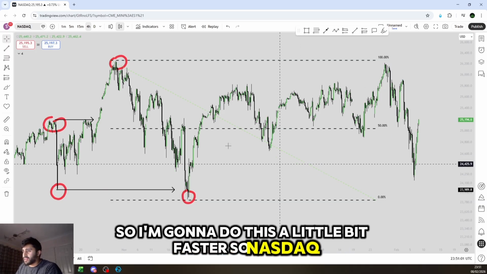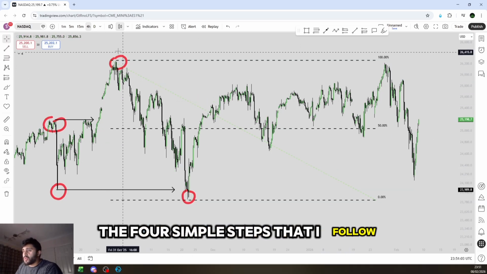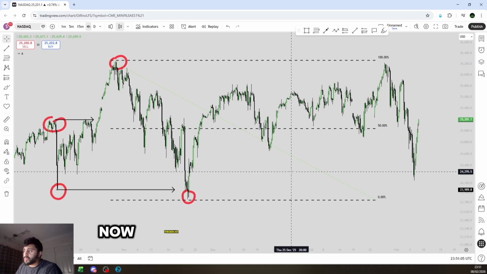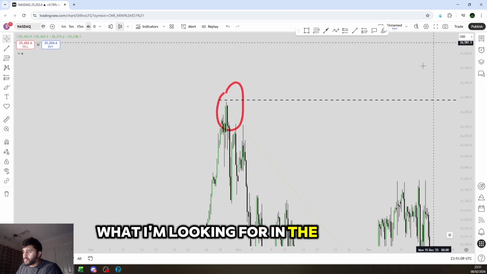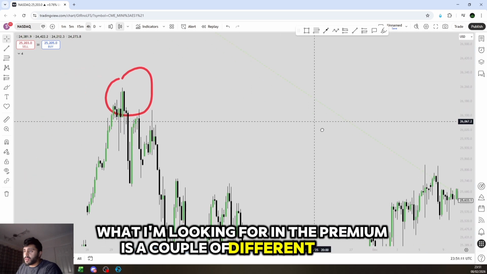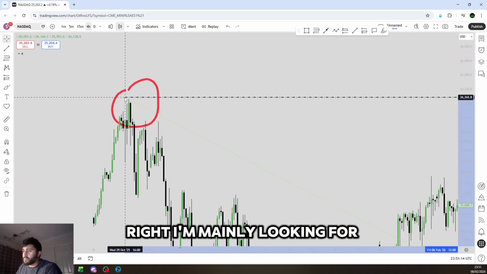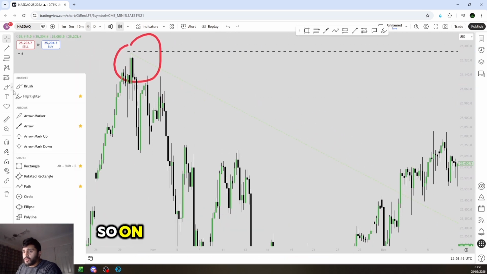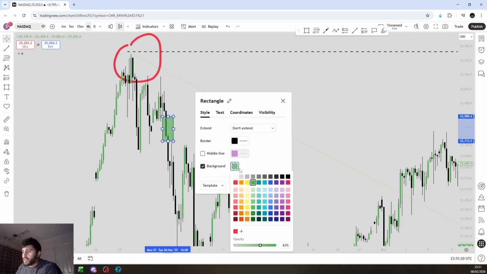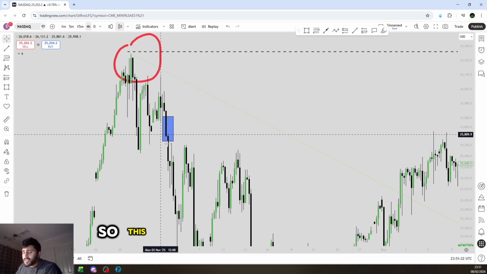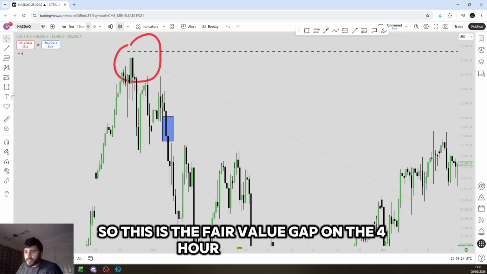So NASDAQ. The 4 simple steps that I follow: market structure, dealing range. Now premium and discount and fair value gaps go together. So what I'm looking for in the premium is a couple of different things, right? I'm mainly looking for fair value gaps. So on the 4-hour time frame, we have our 1 FVG over here. This is one fair value gap, right? So this is the fair value gap on the 4-hour time frame.